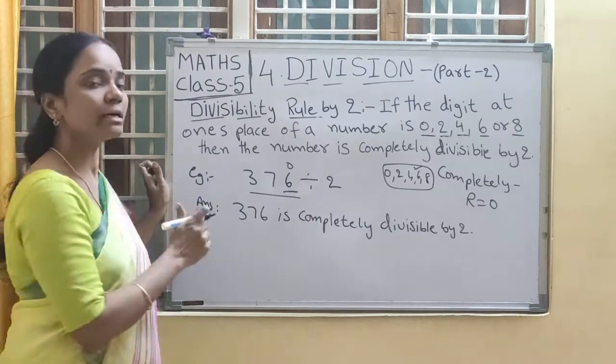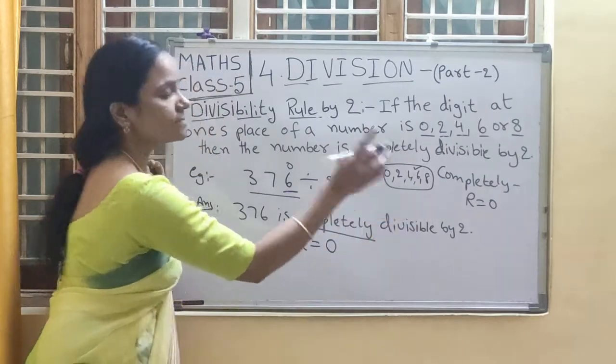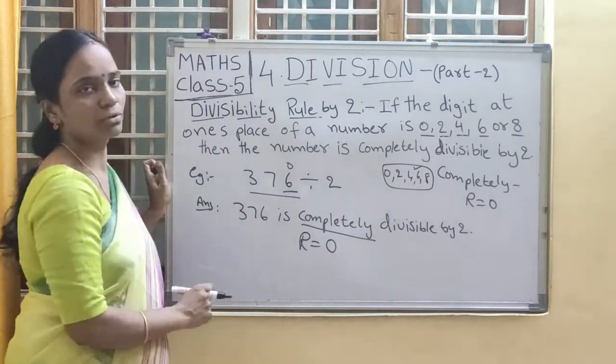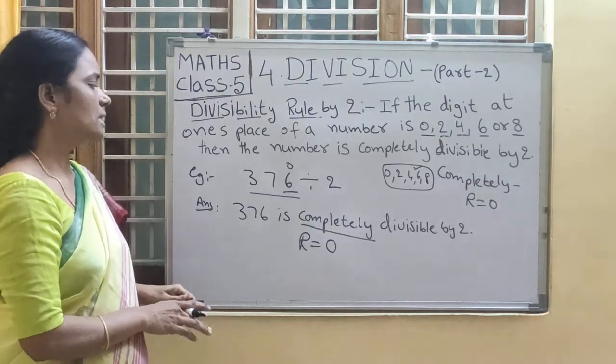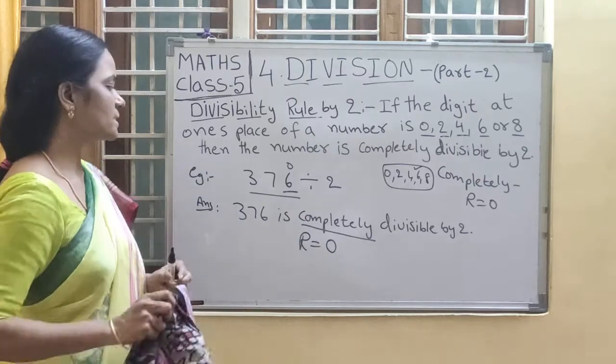Then what is the remainder? Remainder r is equal to 0 because it is completely divisible. If not completely divisible, then the remainder is not 0. Okay? Note it down. You can pause the video and note it. Now the second example.